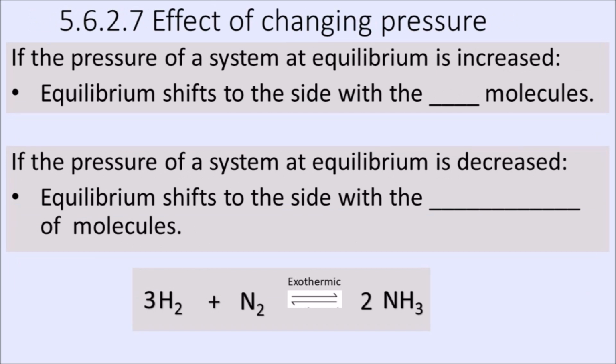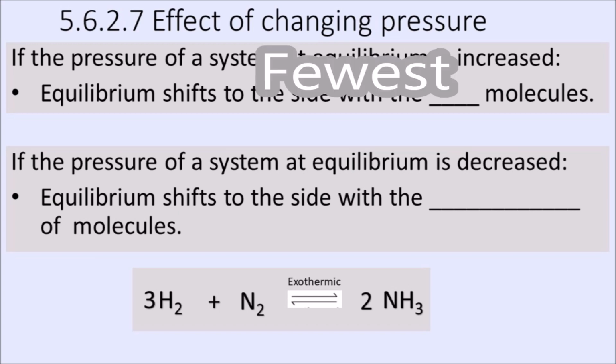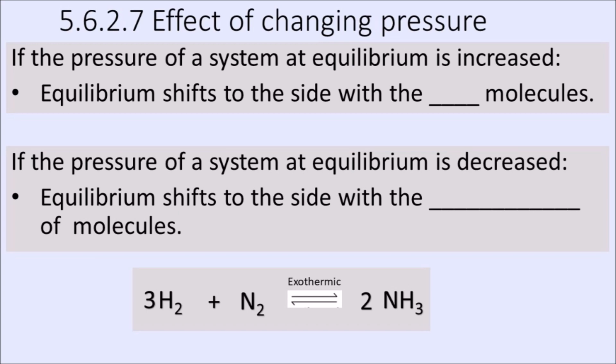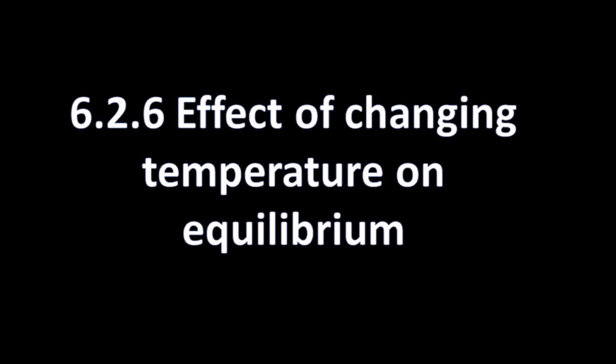By changing the pressure, Le Chatelier says the system at equilibrium will oppose the change applied to it by counteracting it. So if the pressure on a system at equilibrium is increased, equilibrium shifts to the side with the fewest molecules. If the pressure on a system at equilibrium is decreased, equilibrium shifts to the side with the largest number of molecules.